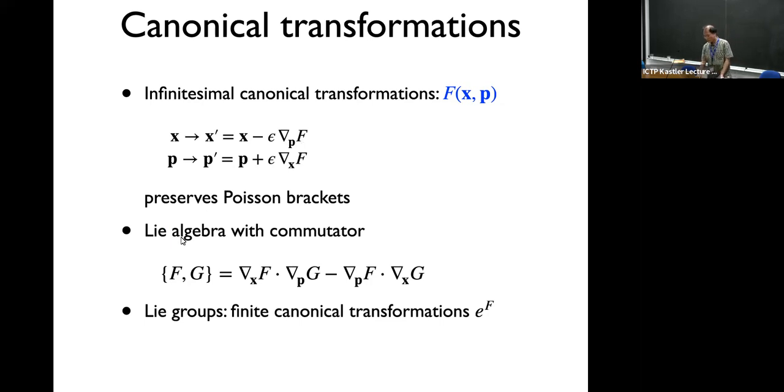The Lie algebra is given by the Poisson brackets. That is, the commutator of two such infinitesimal canonical transformations is another canonical transformation whose function is the Poisson bracket of these two functions f and g. So it is a Lie algebra, and exponentiating this Lie algebra, one gets the Lie group, that is the group of all finite canonical transformations generated by f.